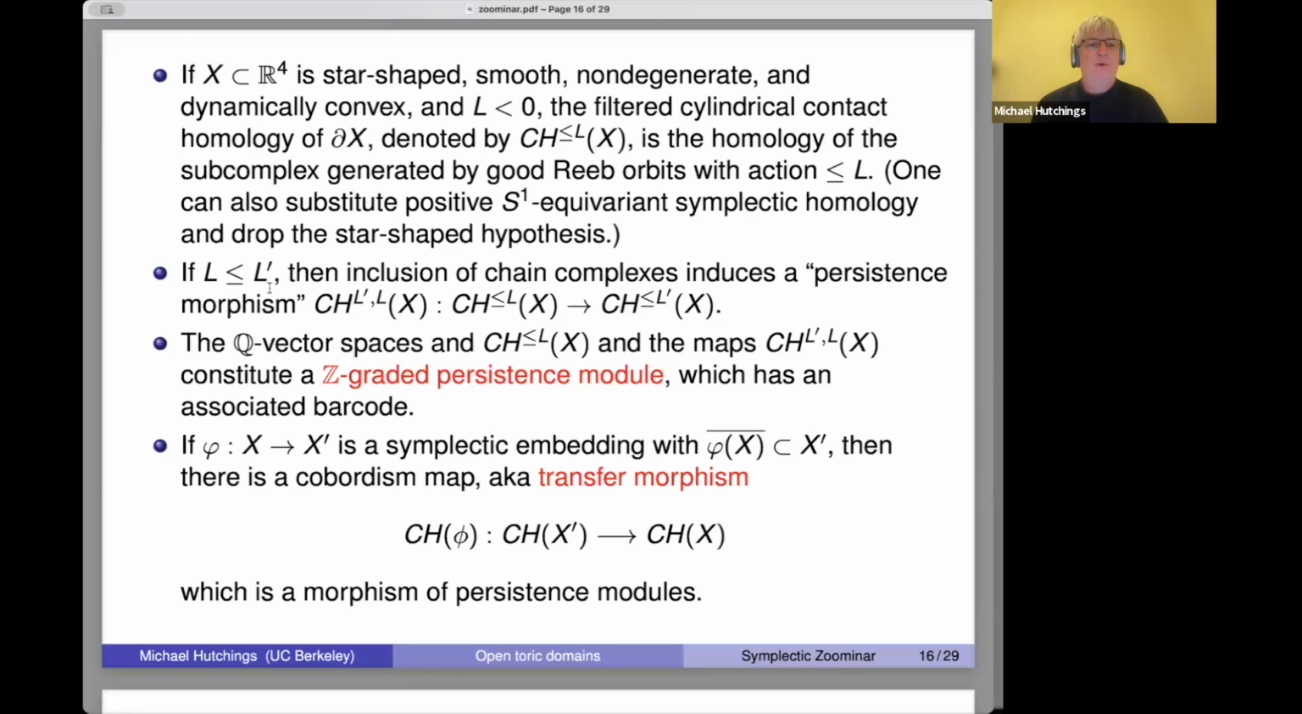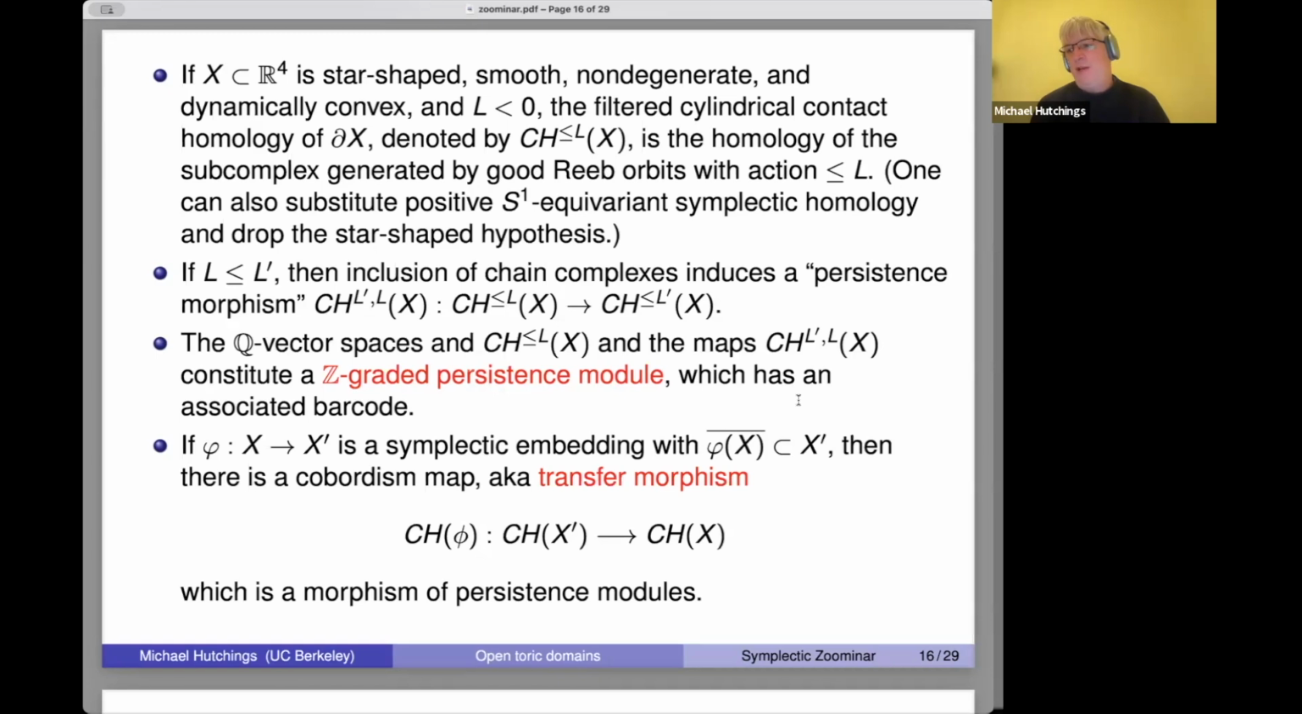Now, if I have a bigger real number, L prime, then there's an inclusion of chain complexes, and that induces a map on homology. This map on homology is not necessarily an inclusion. And I denote this by CH L prime comma L. We sometimes call this a persistence morphism. So this structure consisting of all of these vector spaces, CH less than or equal to L, and all of these maps, CH L prime comma L, is an example of what one could call a Z-graded persistence module.